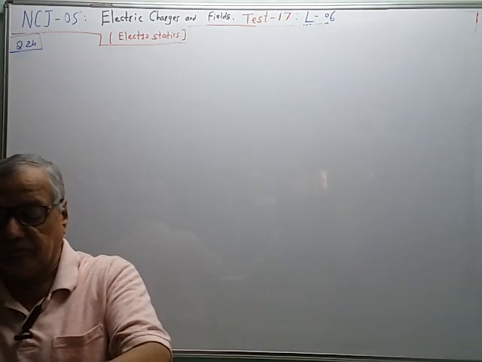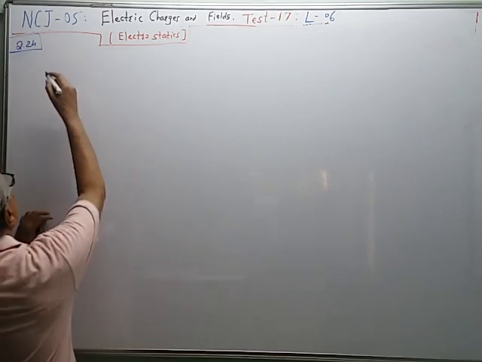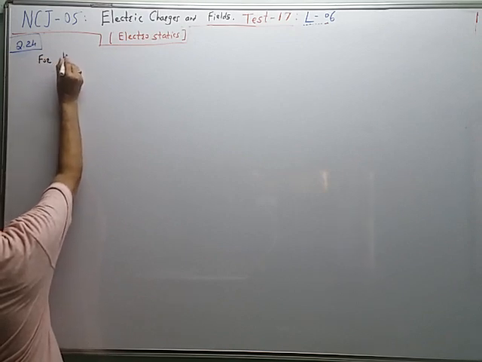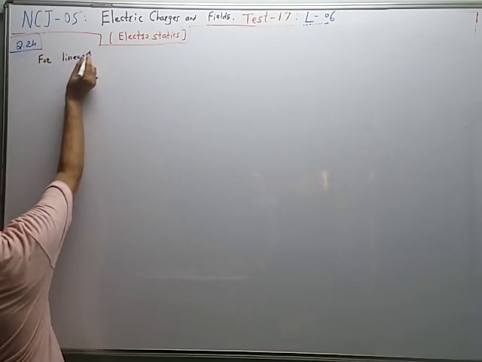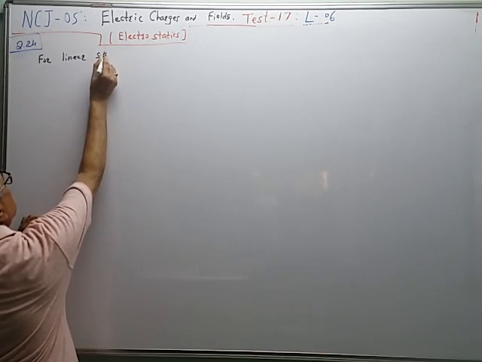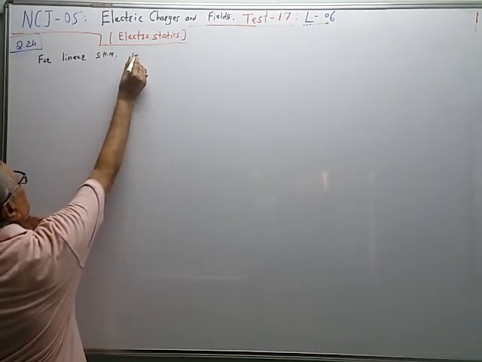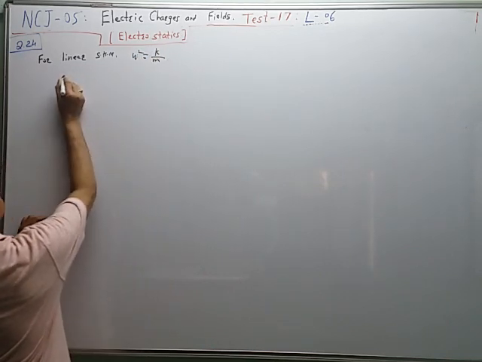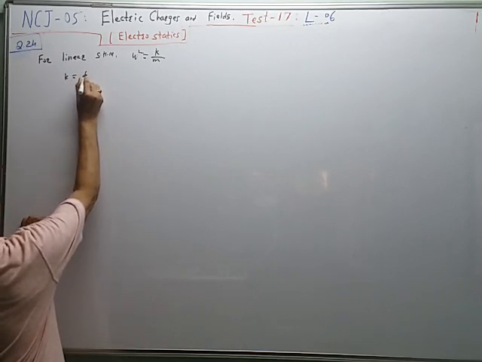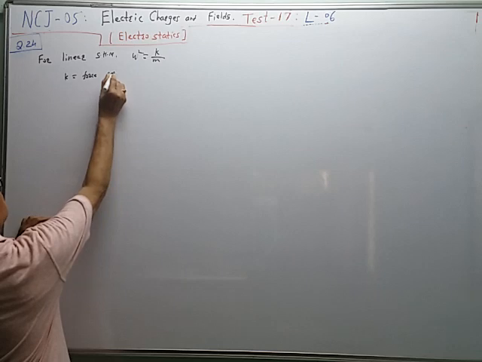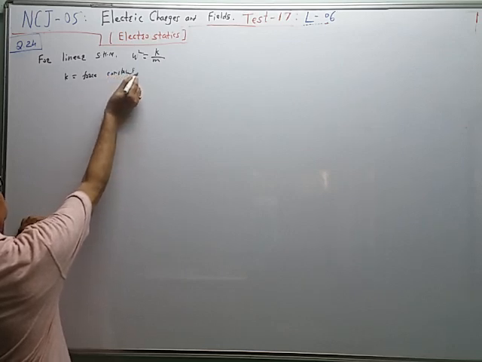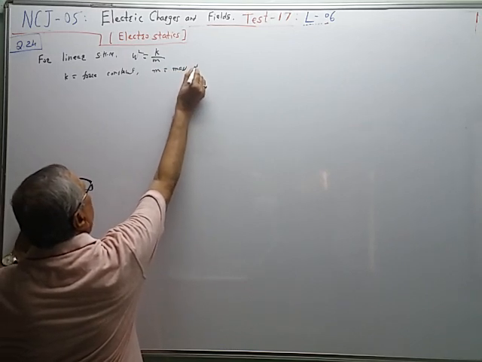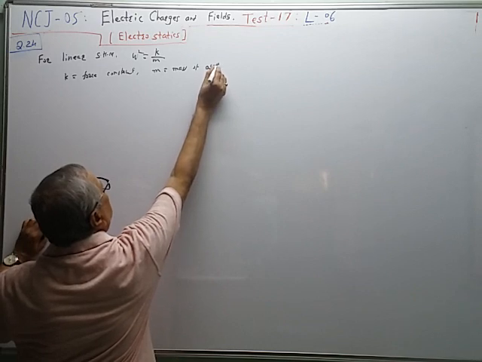So for linear SHM, it means that it is oscillated motion along the straight line. LINE means straight line. In linear SHM, omega square is equal to K by M. K is equal to force constant. M is equal to mass of oscillating body.